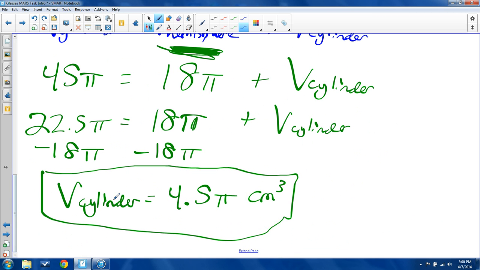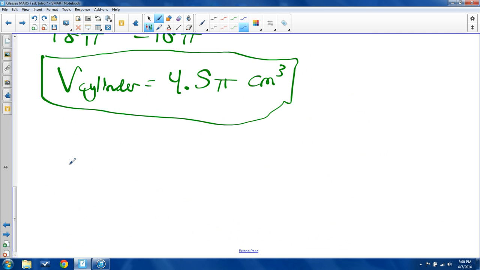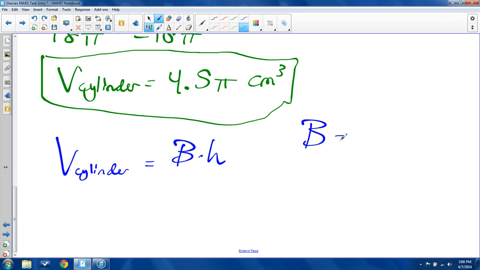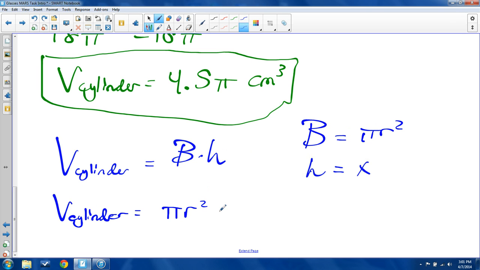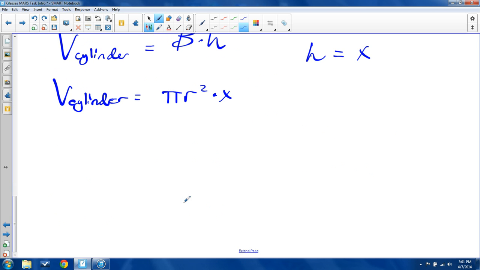We know the volume of this cylinder portion is 4.5 pi cubic centimeters. And the volume of a cylinder, in general, is the area of the base times the height. Okay? Area of a base of a cylinder is the area of a circle, which is pi r squared. This height right now I'm calling x because we're going to solve for x. So the volume of my cylinder that I'm looking at, that's 4.5 pi, is pi r squared times x. X will be our unknown. The rest of the values we have. Pi I'm going to keep as pi for now.